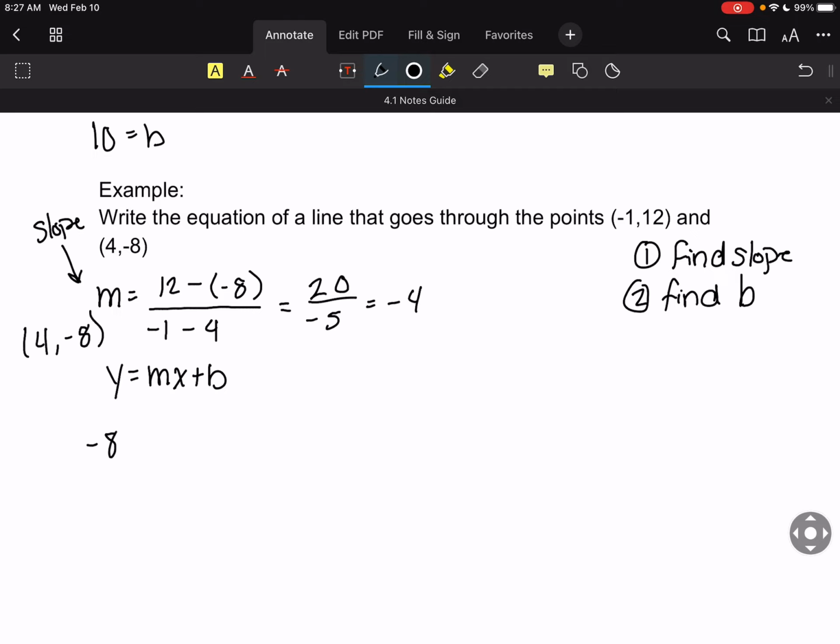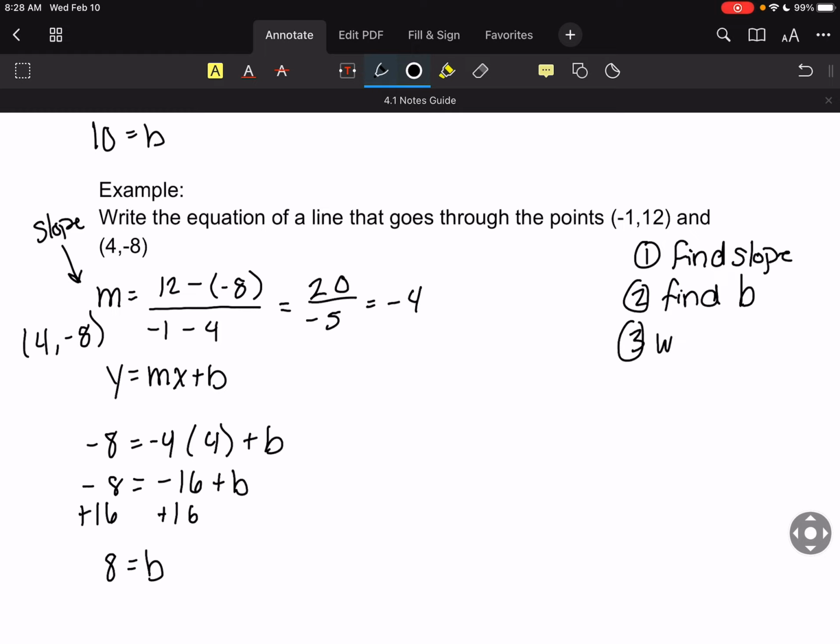So I have negative 8 as my y value. M, which we just found, is negative 4, times 4, plus b. So now I'm finding b, which is my second step. That is negative 16. Add 16 to both sides, which is going to be 8 is equal to b. So now I can just write my final equation, which is going to be y is equal to negative 4x plus 8.